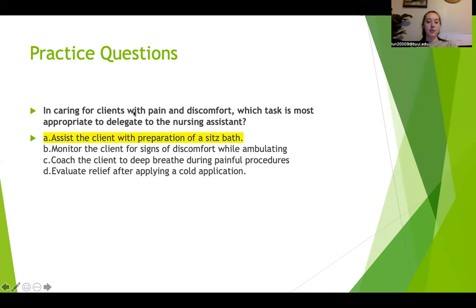Okay, so delegation. The answer is A, assist with the preparation of a sitz bath. That's a hygiene thing a UAP can do. Monitor for signs, that's assessment and evaluation. Coach the client, that's teaching. Evaluate, that's the nurse's role.